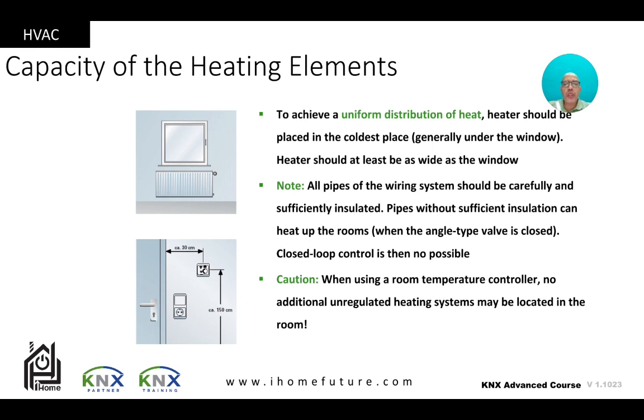Now the capacity of the heating elements, and what you should consider when you put a heating element in. Here is the radiator. First, you achieve uniform distribution of heat. The heater should be placed in the coldest place, generally under the window. So here it is under the window, and the heater should at least be as wide as the window. If this window is 1 meter, the heater should be at least 1 meter, maybe 1.2 meters. But this is for the heater itself.